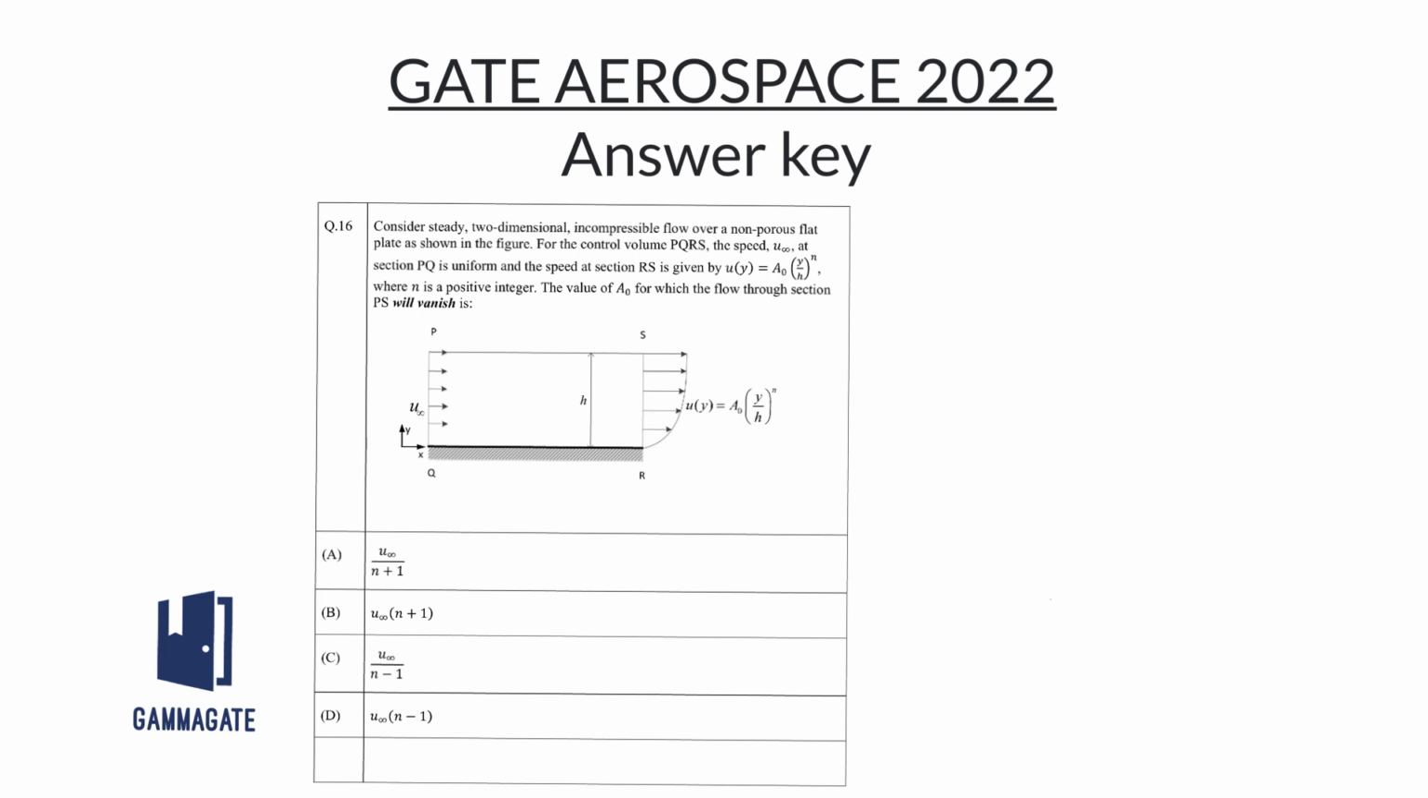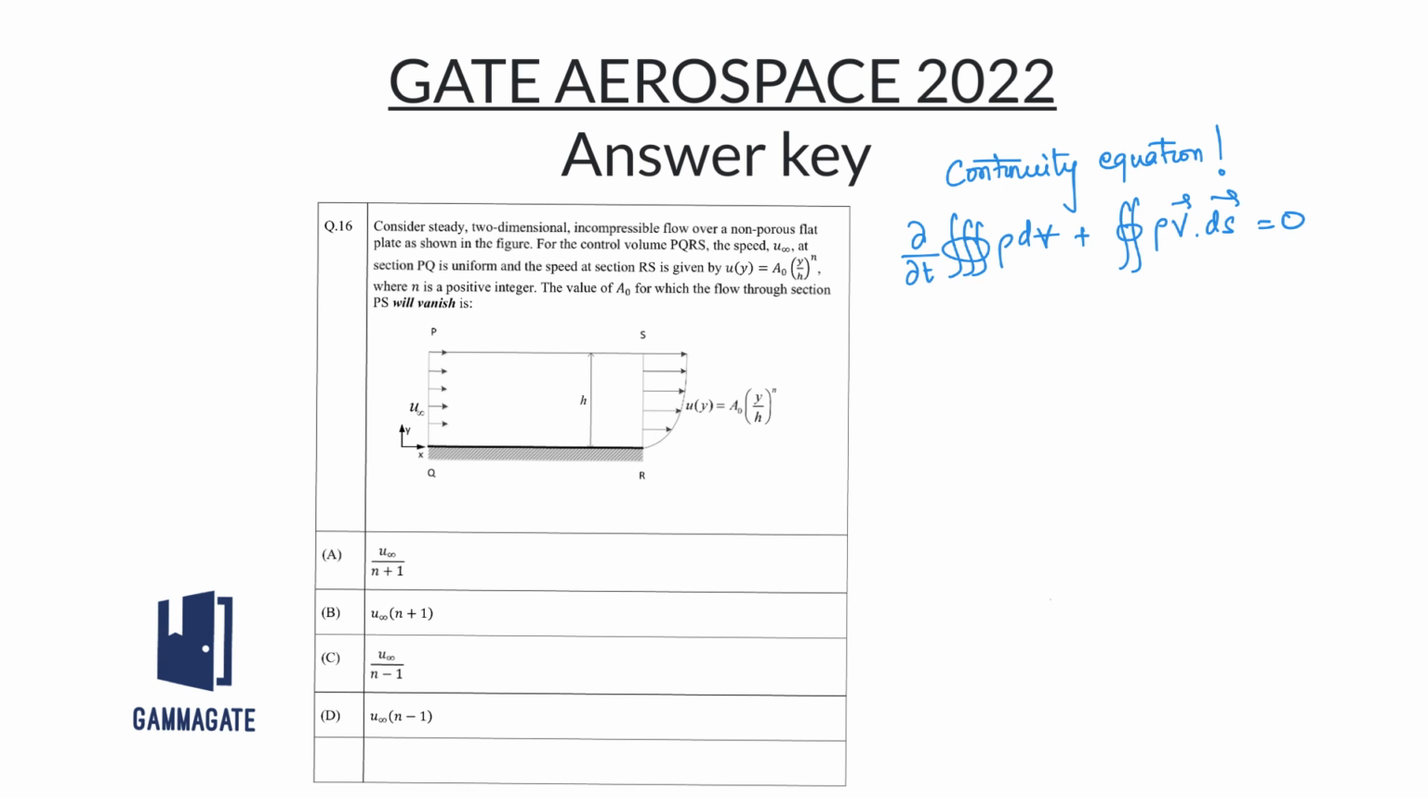For the control volume PQRS, the speed U free stream at section PQ is uniform and the speed at section RS is given by a function of y, where n is a positive integer. The value of A0 for which the flow through section PS will vanish is being asked to calculate.